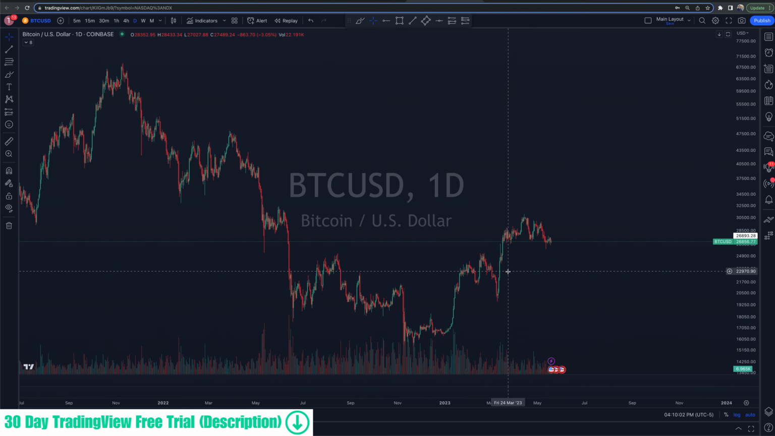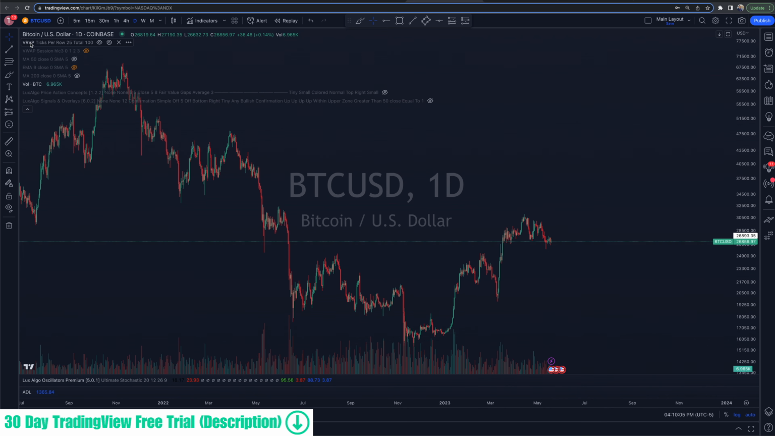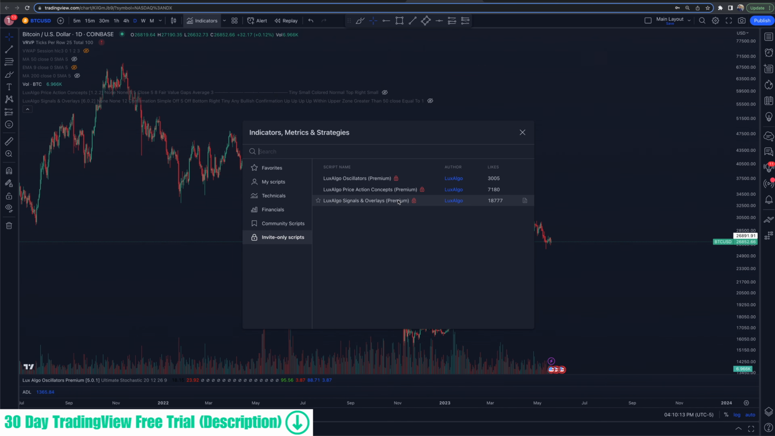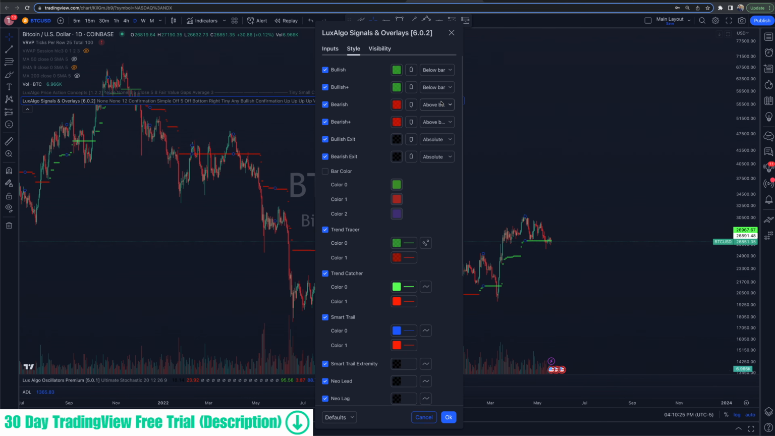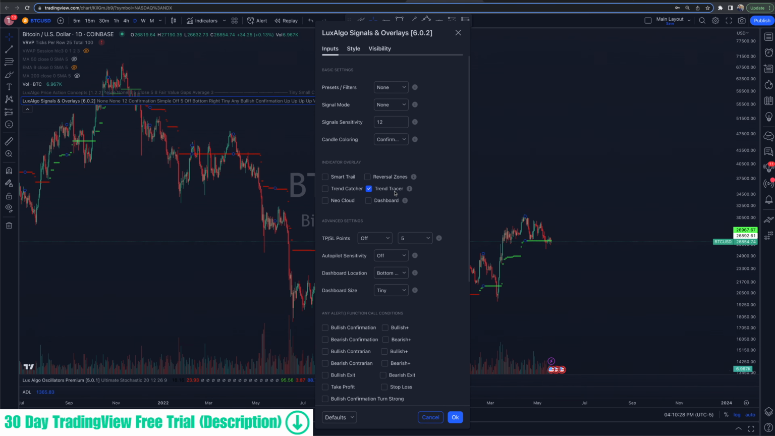Okay, so we're going to pull down and we're going to add our Lux Algo signals and overlays that you will have access to under the indicator section under invite only scripts. It'll be this one right here, Lux Algo signals and overlays premium. I'm now going to pop it up in the chart. Here is the indicator that we had last time. If I go to the settings and inputs, that is the trend tracer from our last video. Now, what I'm going to do is I'm going to add the smart trail to the trend tracer. Boom. We're in the money here. Now we've got something to play off of.